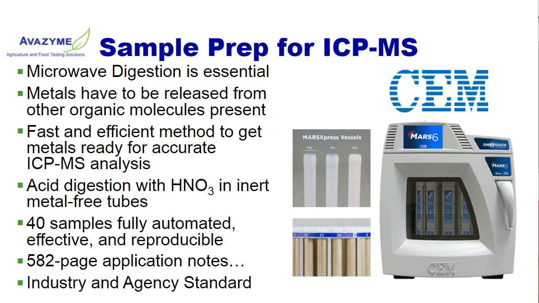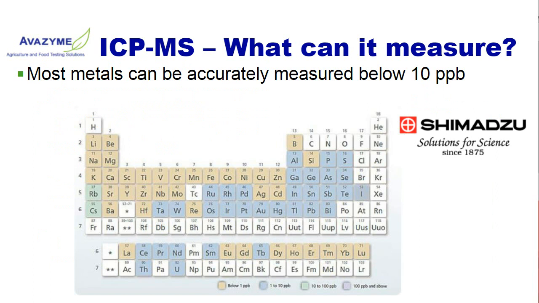This slide shows a periodic table with the elements that can be measured by ICP-MS highlighted, and most of these can be measured accurately below 10 ppb, and almost all of them can be measured in the same run. So you can measure 20, 30, 40 of these all at once in the same run.